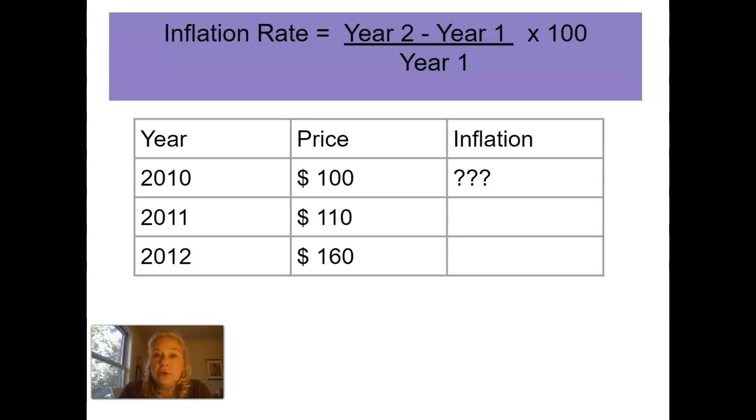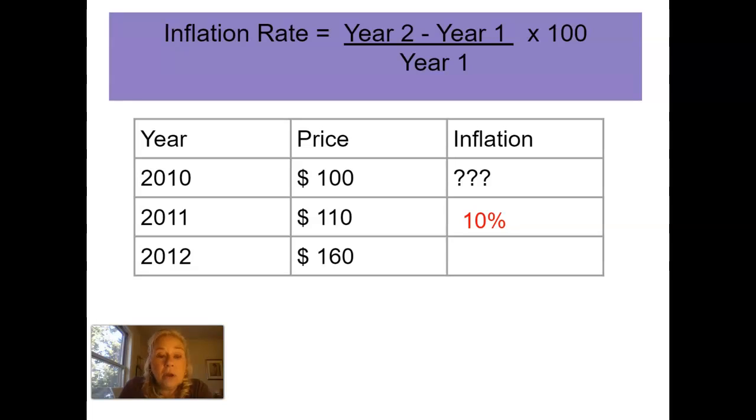So you take year 2, which is 110, minus year 1, which is 100, and then you divide it by year 1. And so you have 110 divided by 100, and then you multiply that times 100, and you'll get the inflation rate of 10%. Now, in a typical year, that would be considered a pretty high inflation rate, honestly.